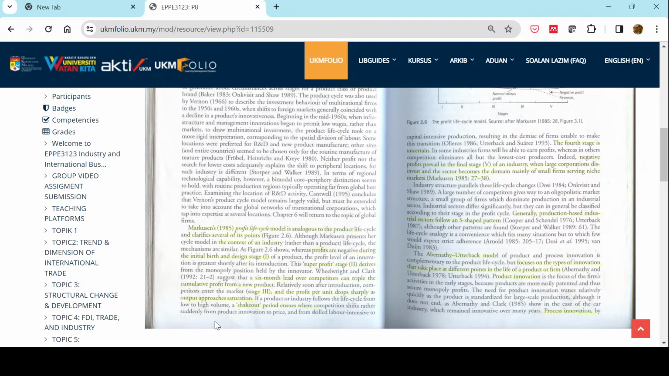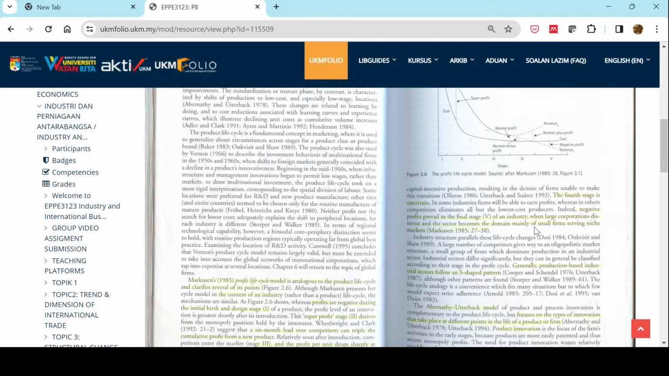Indeed, what I read just now, in the fourth stage, negative profits prevail in the final stage, when large corporations disinvest and the sector becomes the domain mainly of small firms serving niche markets. So this is the profit life cycle model, analogous to the previous product life cycle.